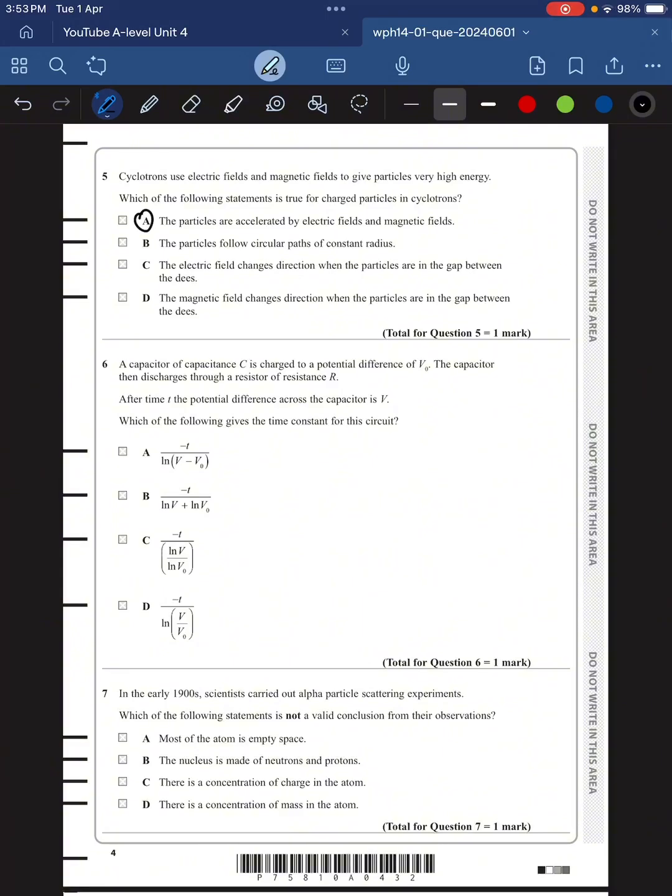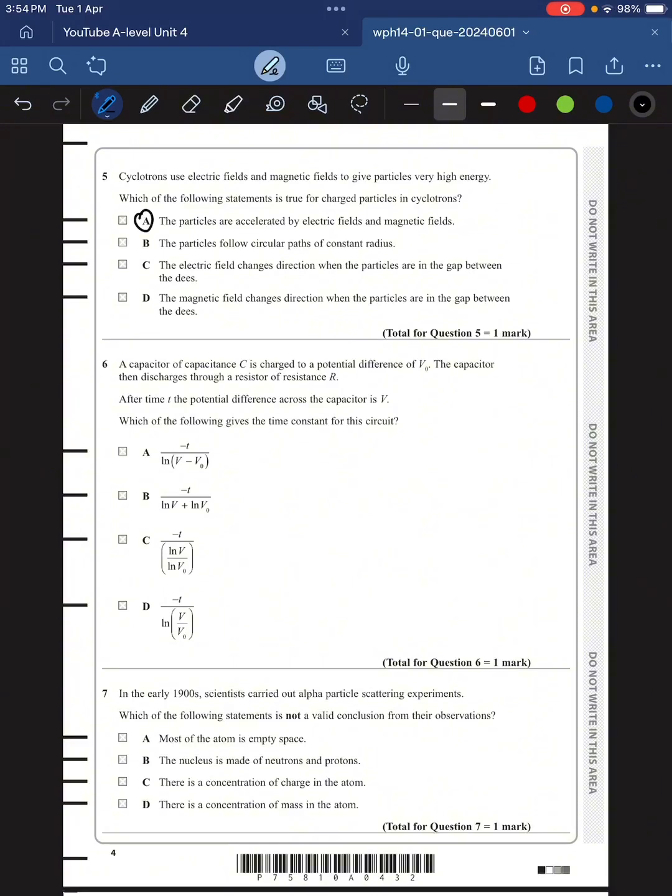Okay. The magnetic field changes direction when the particles are in the gap between the Ds. That's not true because there is no magnetic field there. It's only in the Ds. So A is the correct answer. Hope this makes sense. Now let's move on to question number 6.